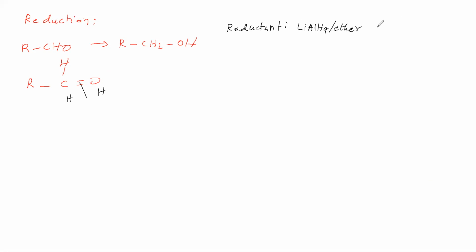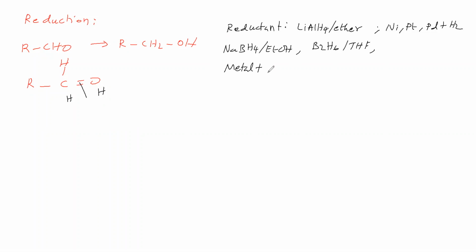Next one is catalytic reduction, that is nickel or platinum or palladium plus hydrogen. Next one is sodium borohydride in the solvent ethanol. Then diborane in the solvent THF. Next, metal plus acid, suppose zinc metal plus acid.